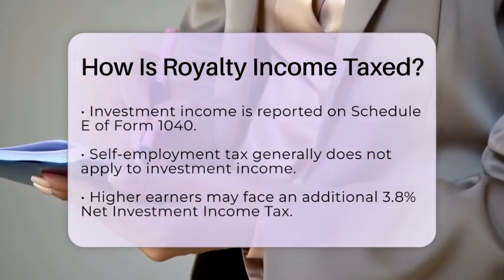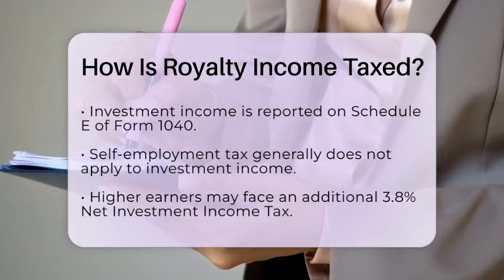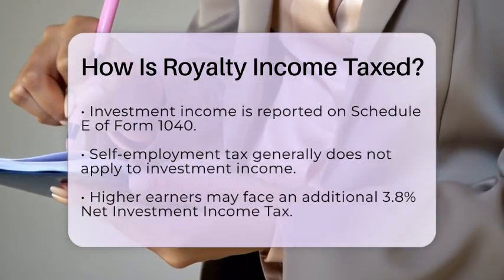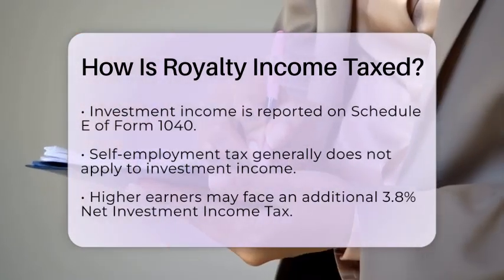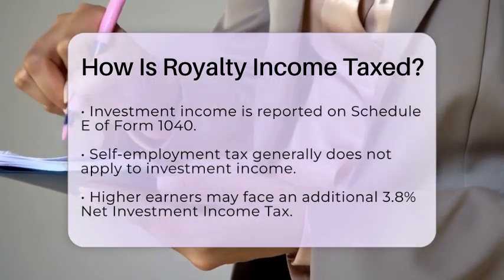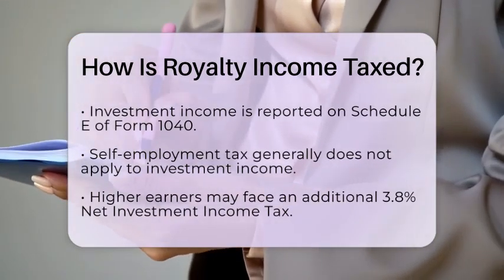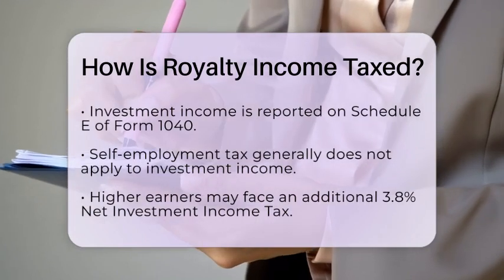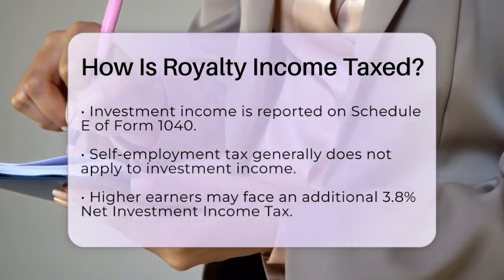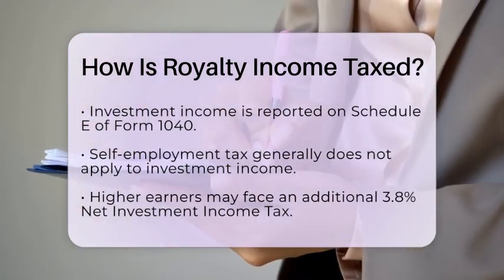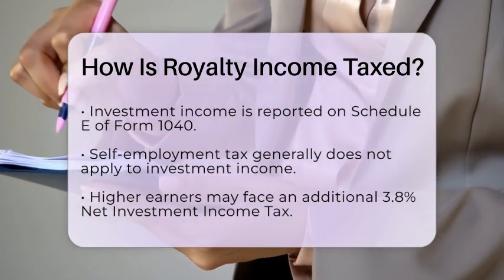If you pass away and your heirs receive royalty income, they report it as ordinary income too. The intellectual property may also get a stepped-up basis for estate tax purposes, which can be beneficial. For retirees, understanding the tax implications of royalty income is key.